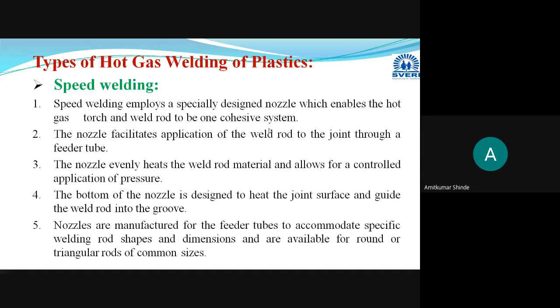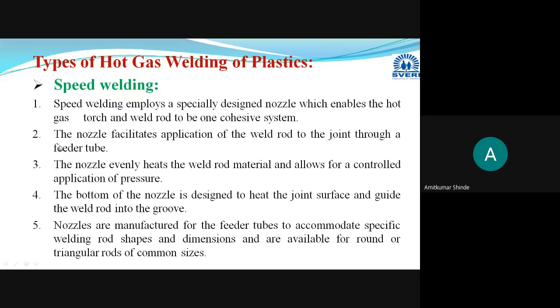In case of speed welding, the weld rod and torch are held in a particular arrangement. The nozzle is arranged in such a way that it can hold the torch as well as the welding rod. Instead of holding it by hand, the nozzle is prepared so that the welding rod can be held in that system only. That's why it is termed speed welding.